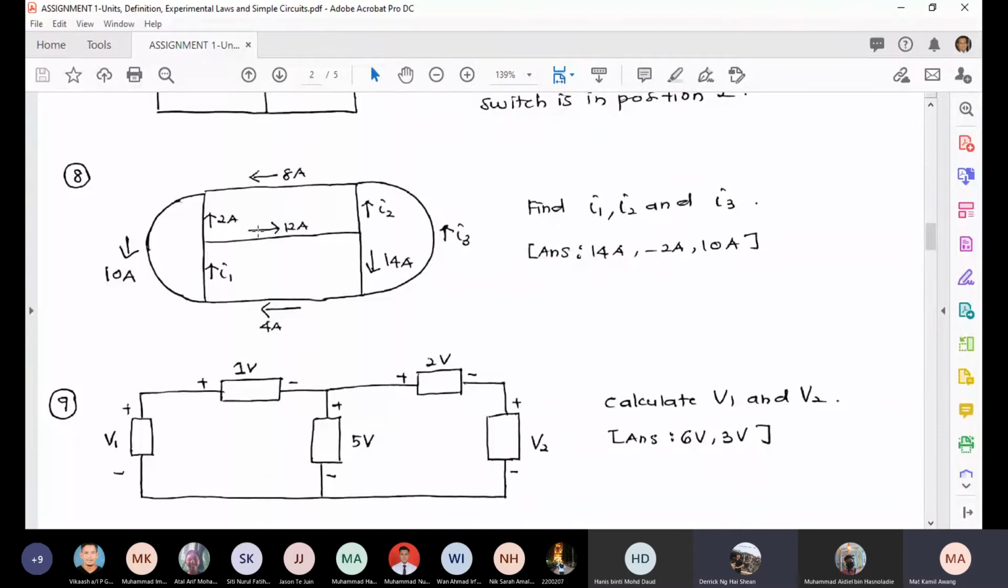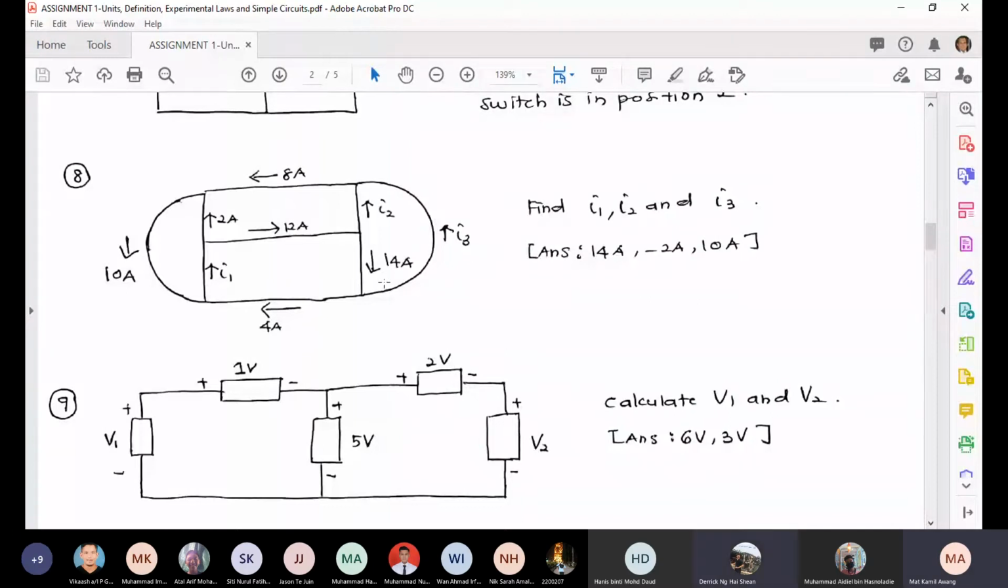So this current is only 12 amps going in, and coming out is 14 for this one. Therefore, the remaining one has to be coming in also, of 2 amps. So that's why the sign is minus 2 amps, because the direction is actually the opposite from the one indicated on the circuit.